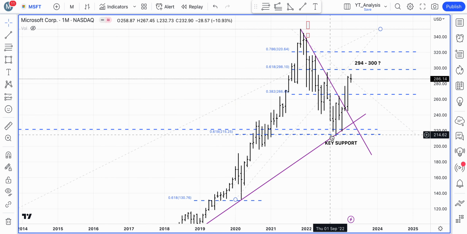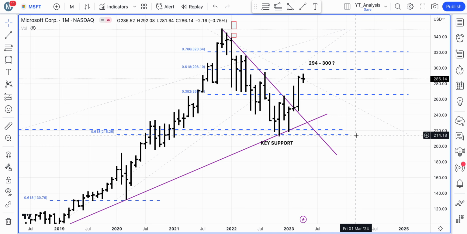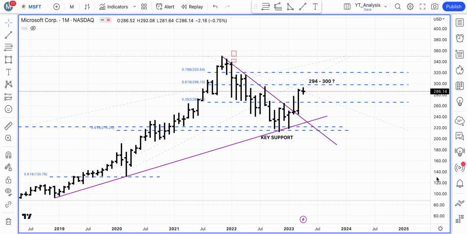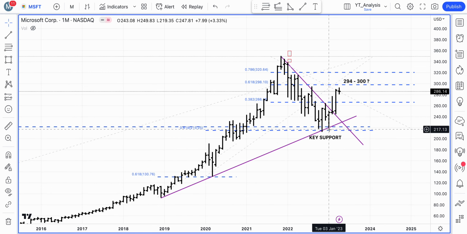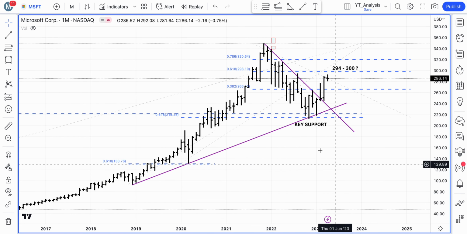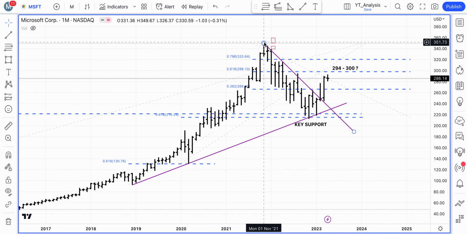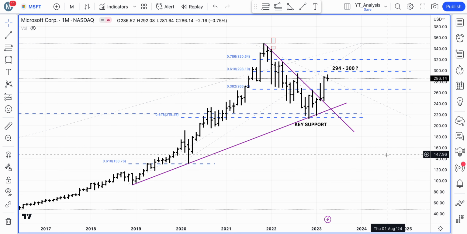On a longer term basis, this low formed here around the $215 per share level, guys. This is really, really important. As long as this is held as a key support level, then prices are more likely to move higher. If it gets broken, then we have to look at this stock in a different way, because it could mean that we are actually in an A, B, C, D 1-to-1 price projection moving lower. So that will be a different way to look at this stock.